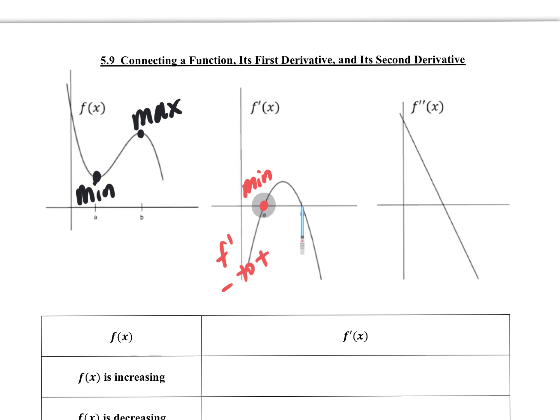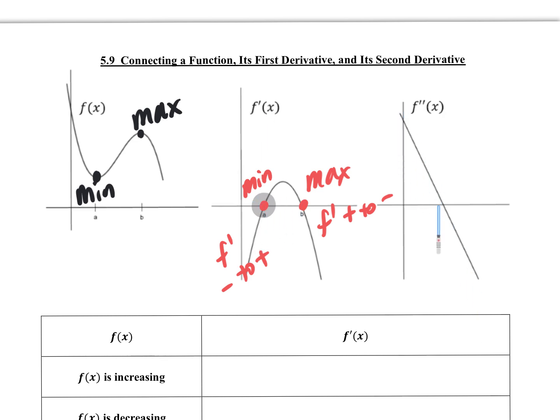What about a b? We'd have a max because f prime went from positive to negative. So I'm just saying, on a function, you can see the mins and maxes on the actual function. On an f prime graph, we're looking at their zeros.